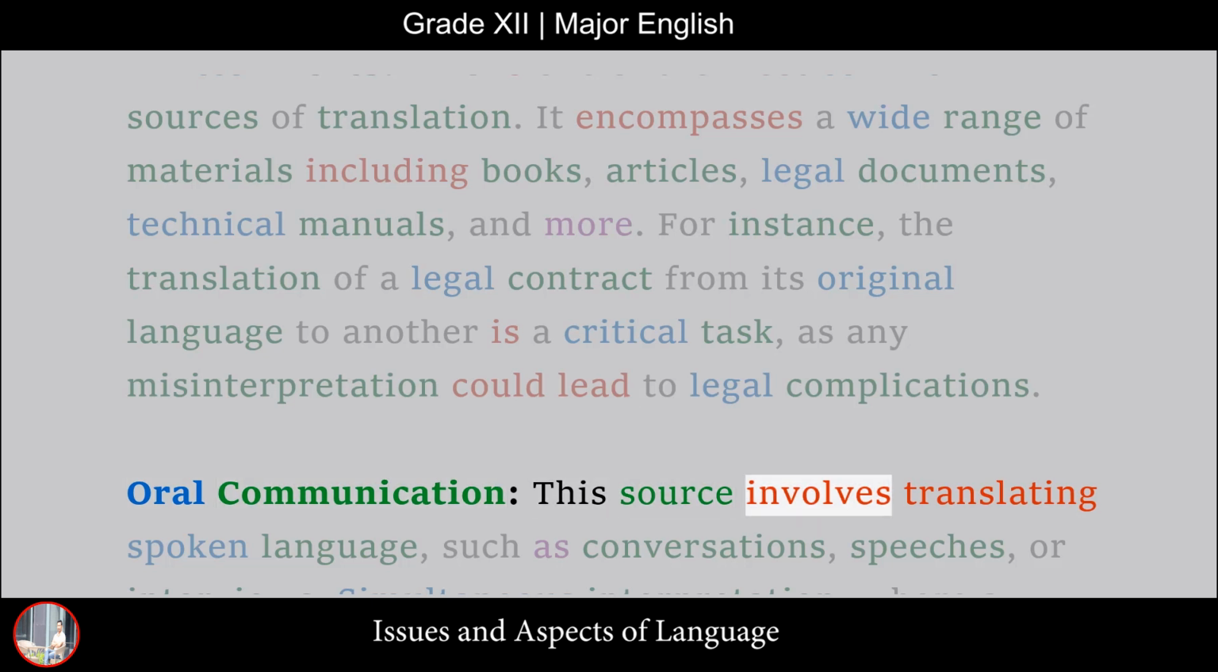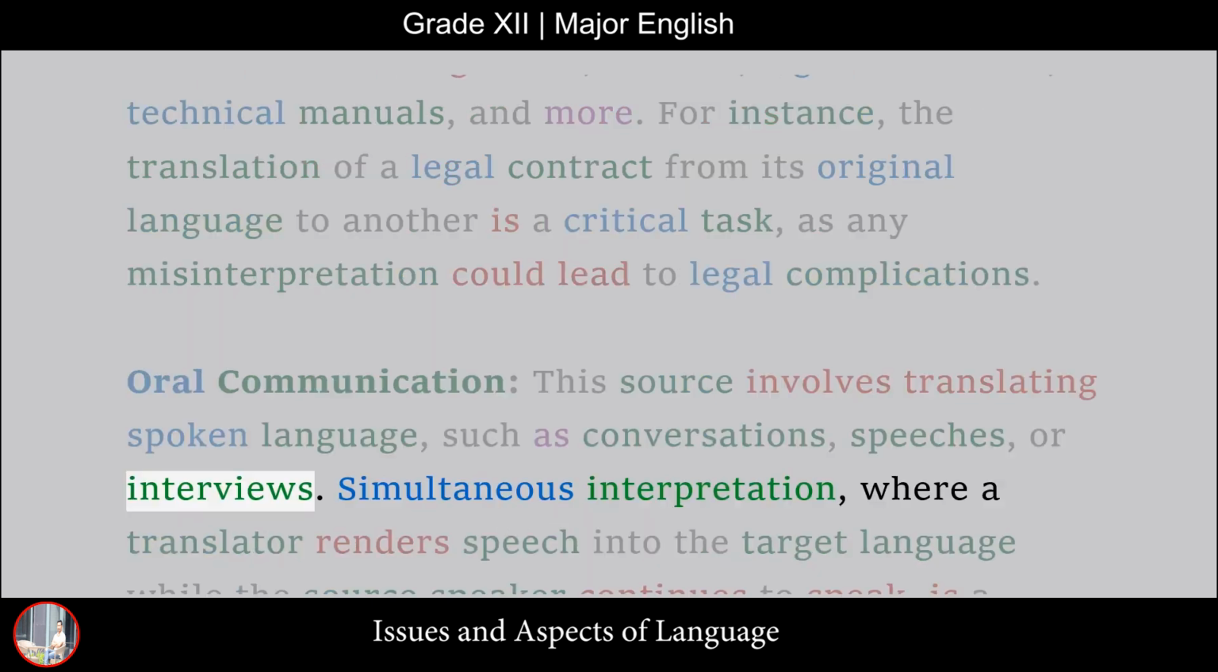Oral communication. This source involves translating spoken language, such as conversations, speeches, or interviews.